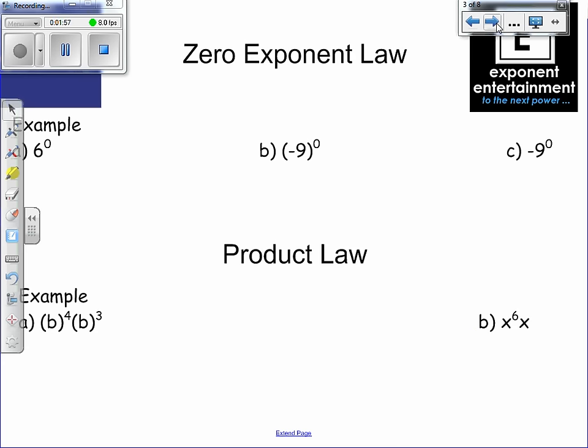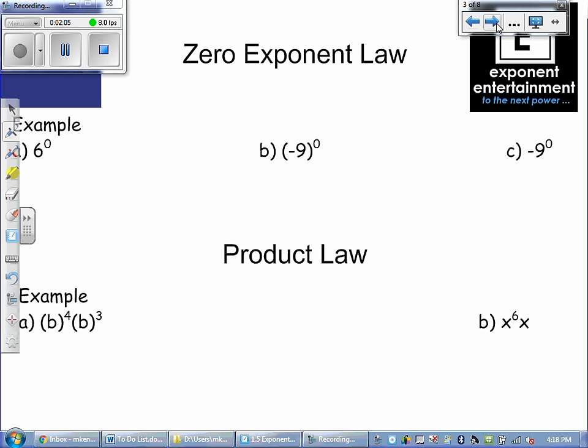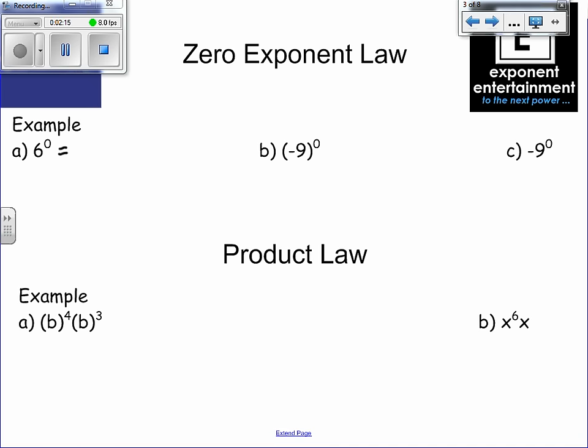All right, we move on. We're going to look at our first law. Our first exponent law is the zero exponent law, and what this law tells us is that anything to the power of 0 is 1. So we have some examples here. -6 to the power of 0, because of the exponent law, that means it's 1.